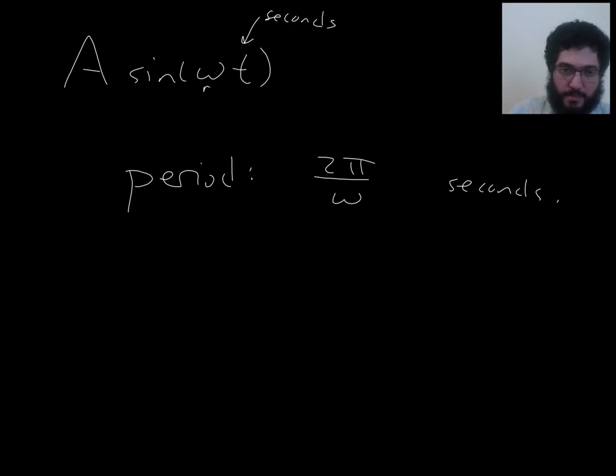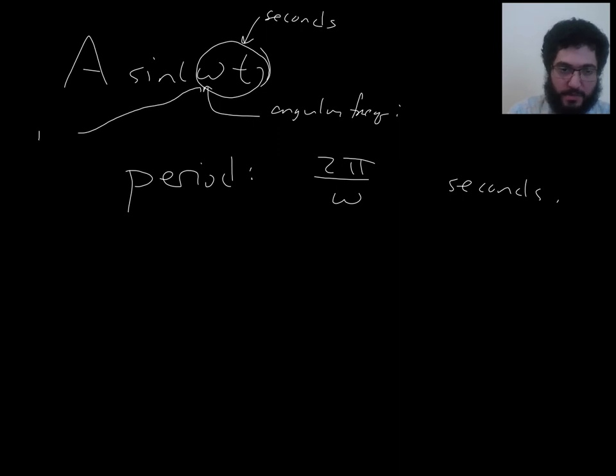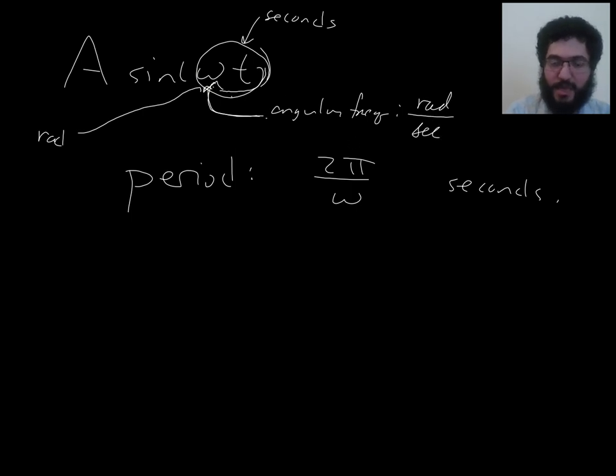Then this angular frequency also has units. Whenever something's going into a sine, it has units of radians. So overall, this thing has units of radians. If the units are going to work out here, omega must have units of something that when I multiply it by units of seconds gives me radians. So it has to have units of radians per second. That's the units of the angular frequency.